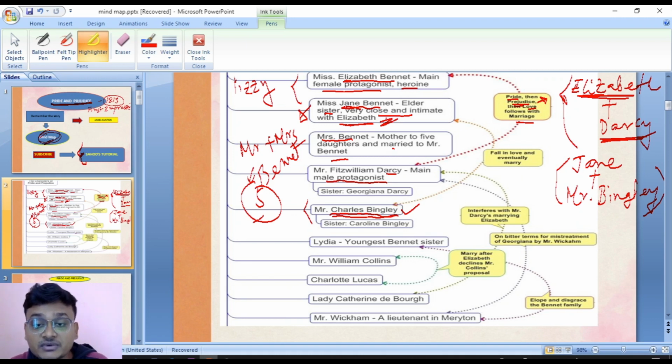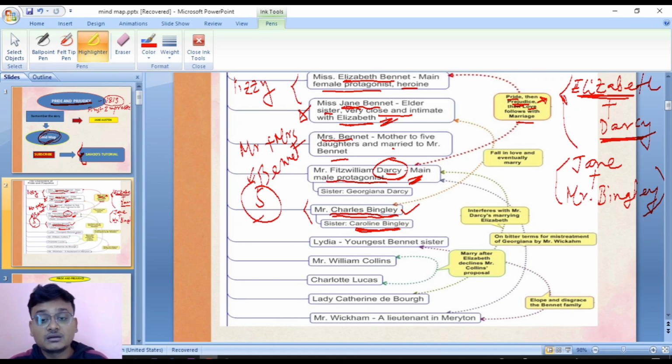Now Mr. Fitzwilliam Darcy is a friend of Charles Bingley. Now look at here, Charles Bingley and Darcy are friends, and he is the male protagonist, and he is the pride of the title. Pride represents here the character Darcy. The male protagonist is Darcy here, who falls in love and eventually marries Elizabeth. Now here, Mr. Charles Bingley's sister is Caroline Bingley.